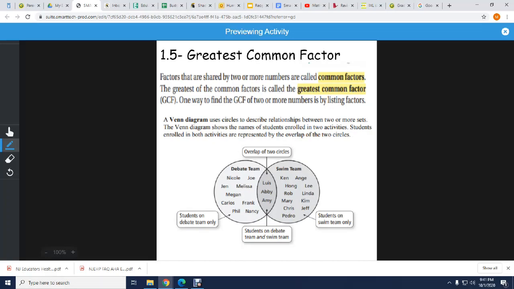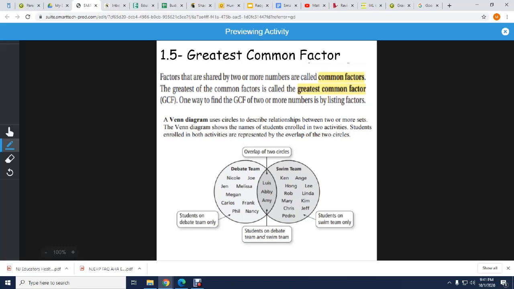Hello everybody, Mr. Uminski here, starting lesson 1.5, greatest common factor, which I am sure you have done before, usually by listing out all the factors and finding it, but we're going to actually show you a different way here that you may find a little easier in terms of finding greatest common factor.